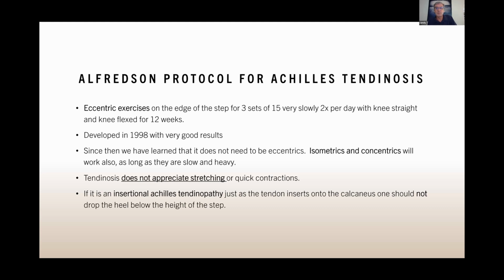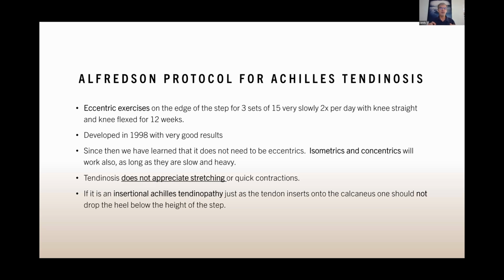Alfredson decided to load it, and he would load it with eccentrics, which are negatives. So for an Achilles, an eccentric would be going up on your toes and slowly lowering yourself back down, where the muscle's lengthening while it's contracting. So he would have people do these eccentrics.